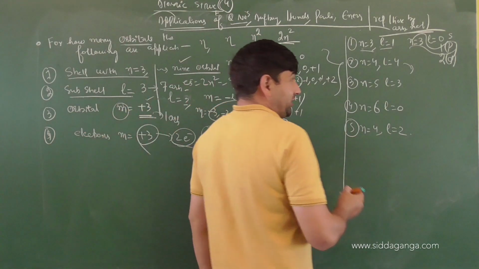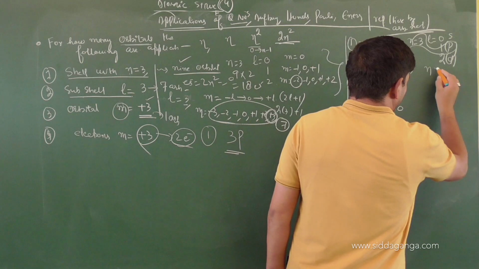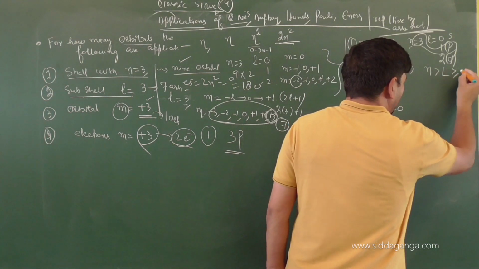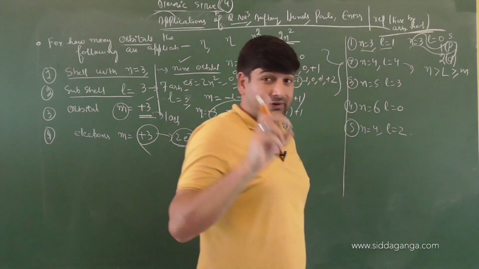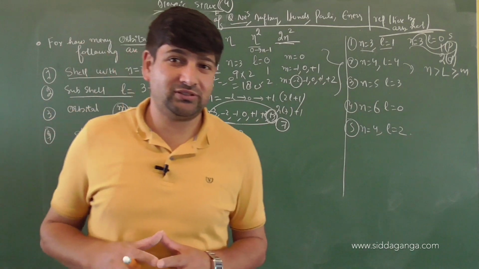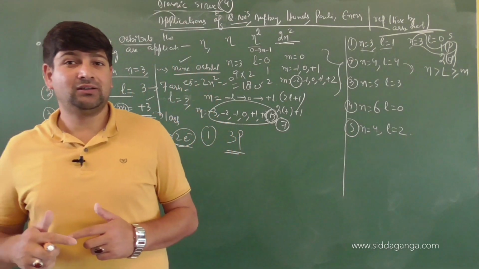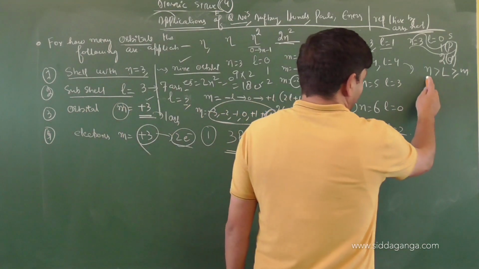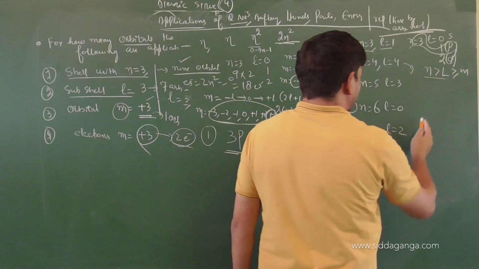What I taught you yesterday was N is always more than L, and L can be more than or equal to M. Revise the topics, children. I have mentioned it clearly in quantum numbers that N is more than L and L is more than or equal to M. Yes. So here N is more than L. N is always more than L.